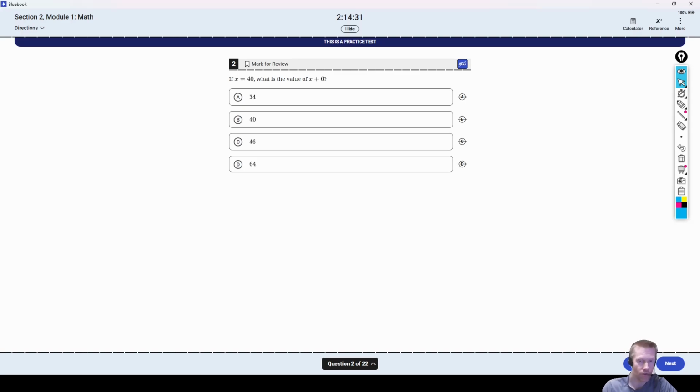All right, so here we have a relatively straightforward question where they give you a value of x, and they want to know what x plus 6 is equal to. So if x is 40, what is x plus 6? Well, it's just 40 plus 6. That's just going to be equal to 46. So the correct answer for this one is just going to be letter C.